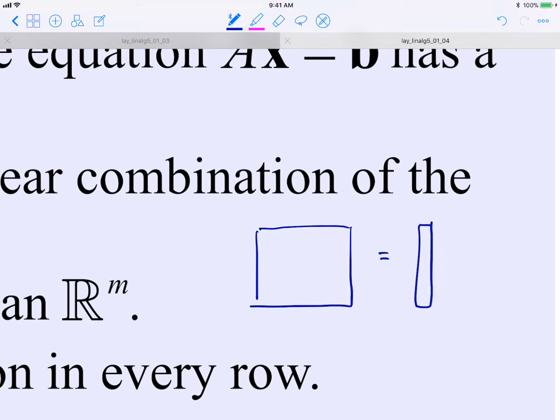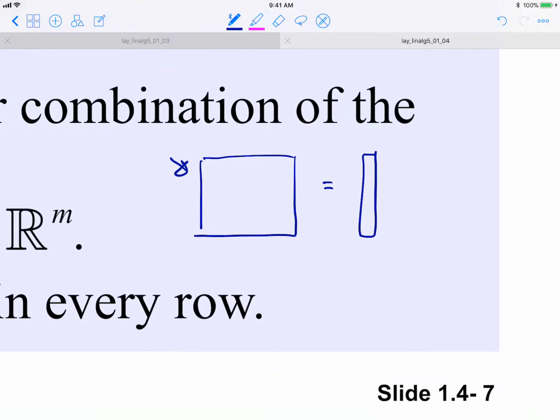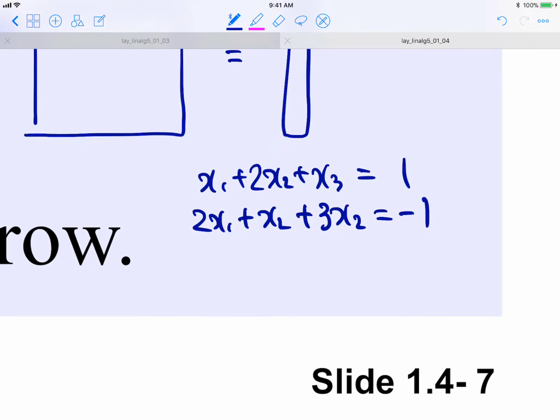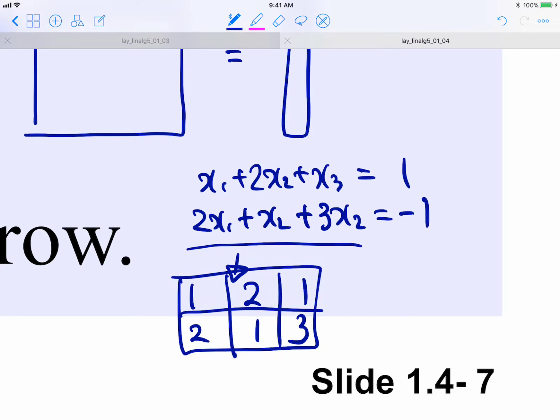So let's just consider all the linear combination coefficients on the left hand side. For example, x1, 2x2 plus x3 equals 1, and 2x1, x2 plus 3x3 equals maybe negative 1. In this case, we can think about the matrix by just collecting all the coefficients, not the augmented matrix. So it will be this matrix, by just collecting all these coefficients. Let's call this matrix A.